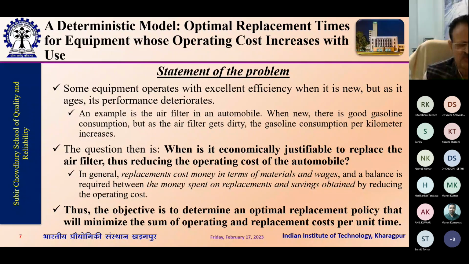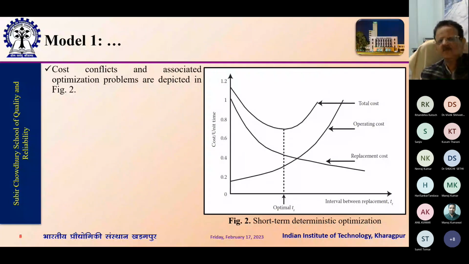So most of the models you will find in this area are on a per unit time basis. If you see the curve, this is the replacement time. If the time is increasing, the number of replacements is going to be lesser. In other words, the replacement cost is likely to decrease if the time to replacement is large.